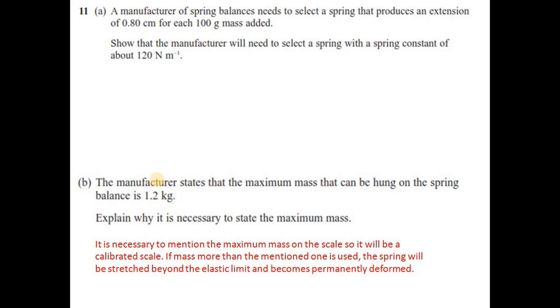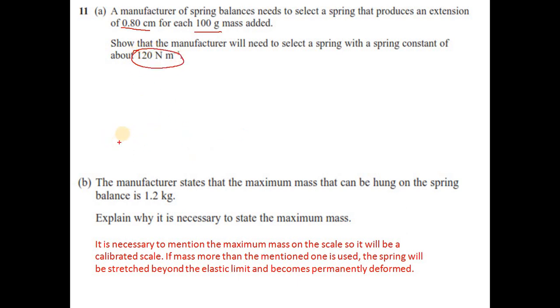A manufacturer of a spring balance needs to select a spring that produces an extension of 0.8 centimeter for each 100 gram mass added. Show that the manufacturer will need to select a spring with a spring constant of about 120 newton per meter. So you are given extension 0.8 and for each mass of 100 gram, and you need to figure out a spring constant.